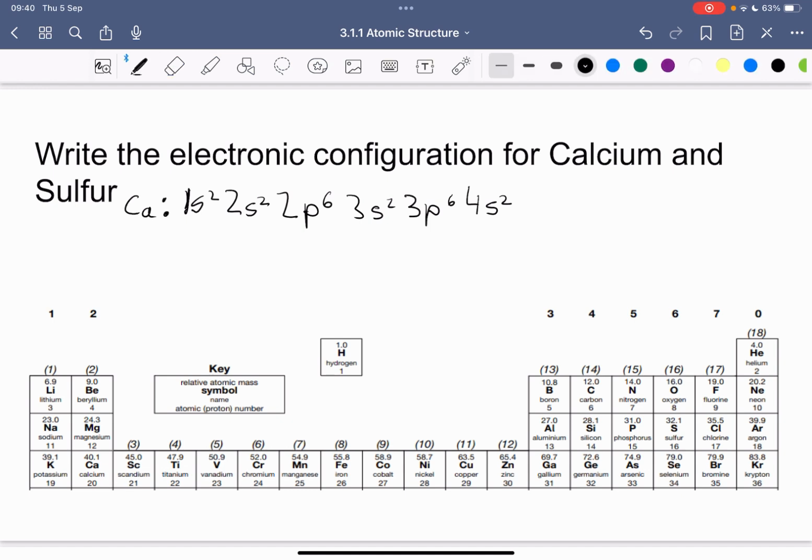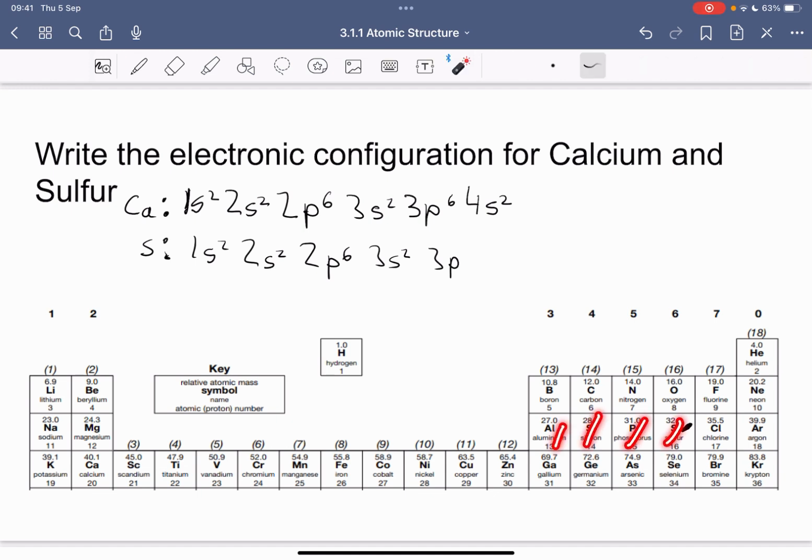Now for sulfur, where is it? It's right down here. For this one, I go through 1s2, 2s2, 2p6, 3s2, 3p, and now let's see, 1, 2, 3, 4.